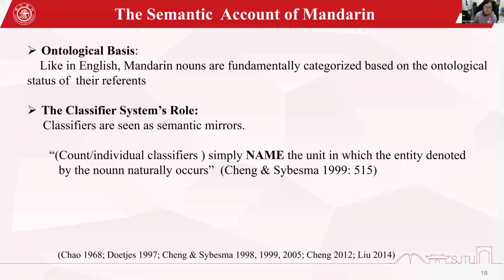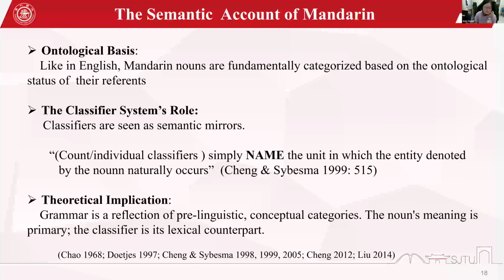According to this account, the classifiers in Mandarin are just a reflection of semantic mirrors. This is a direct quotation from Chen and Sybesma. According to them, the individual classifiers simply name the unit in which the entity denoted by the noun naturally occurs. So the implication of this account is that grammar is just a reflection of pre-linguistic conceptual categories. The noun's meaning is primary. The classifier is just a lexical counterpart.